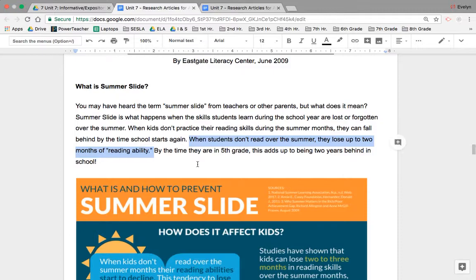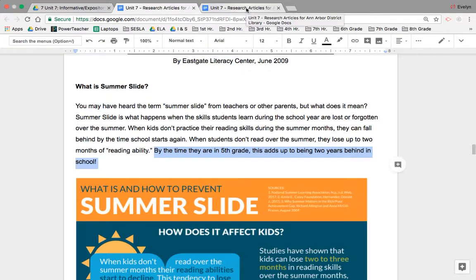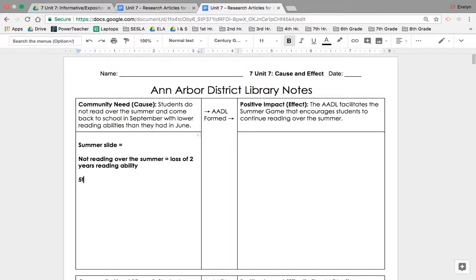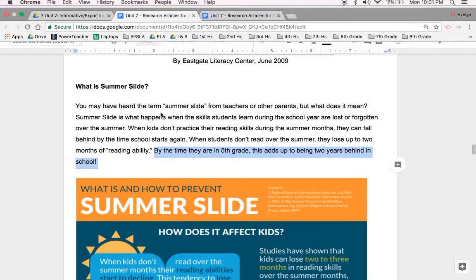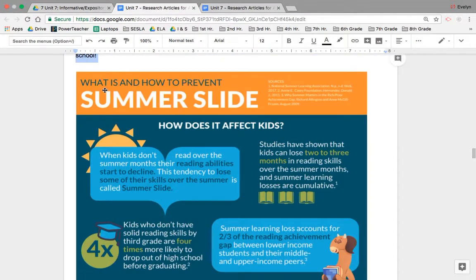By the time they are in 5th grade, this adds up to being 2 years behind in school. I'm going to write that fact as well. 5th grade equals 2 years behind in school, which makes sense if you're adding up two months of reading ability over several years, 5 years. It adds up to 2 years.